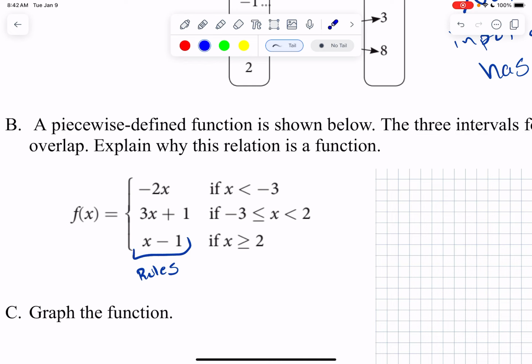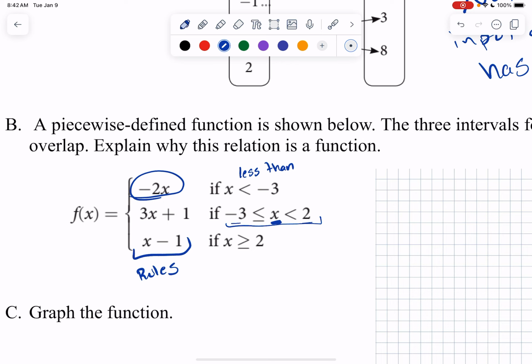So those are my 3 different rules for this function, but I use each rule depending on what my input is. If I'm putting in an x that's less than -3, I use this rule. For this next one, x is in between -3 and 2, so I use the next rule. And if it's greater than 2, I use the last rule.